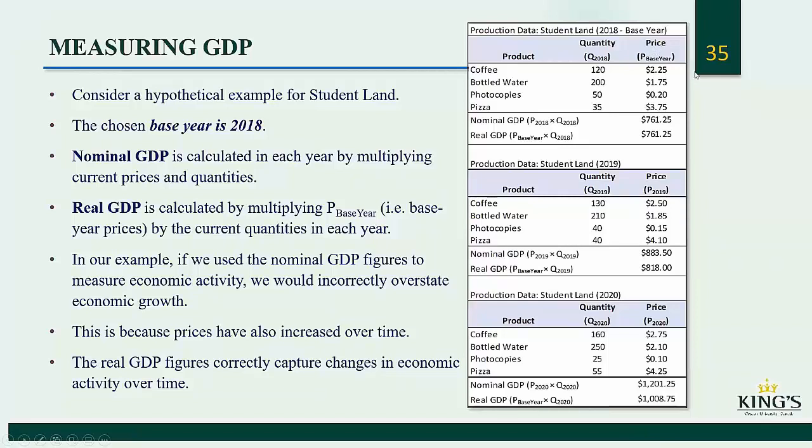in economic activity. If we look at 2020, we get real GDP by taking these quantities and going up here and multiplying them by these prices. We're not using these ones because we want to hold the prices constant, right? And when we do that, we get that real GDP is $1,008.75. So again, for sure economic activity has increased over this period. But if we just looked at nominal GDP, we would have overstated the amount of increase in economic activity.